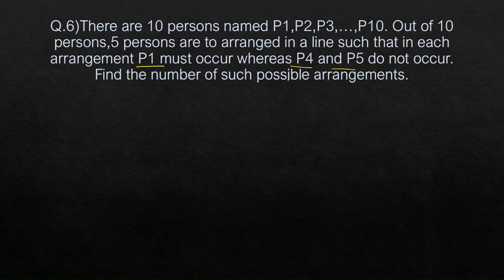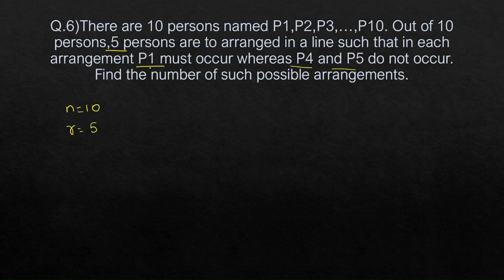So simply, in this case both the things are involved. It is a case of occurring and also a case of not occurring. It is a case of excluding and also a case of including. So what we'll do here is, total persons that we have is equal to 10 and 5 are to be arranged, so our r will be 5.